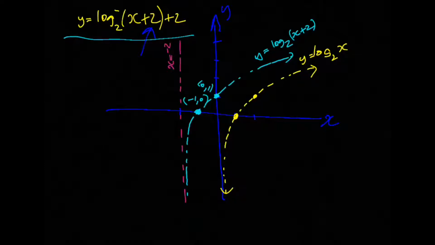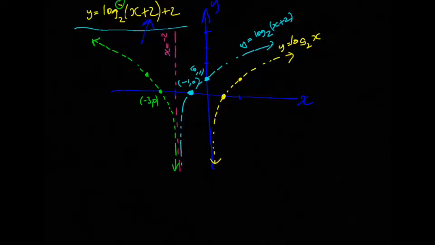And now, because of this negative, we're going to perform a reflection about the vertical axis. So we actually get this shape, where it's still approaching x equals negative 2. So this is (negative 3, 0), and this is (negative 4, 1).